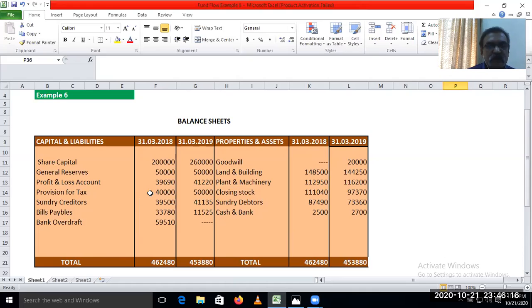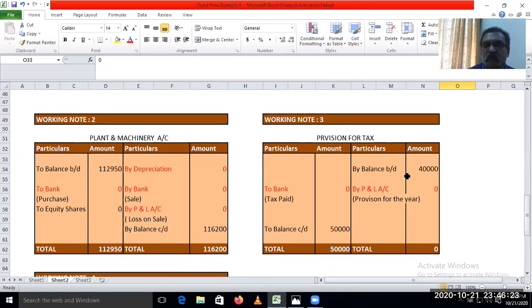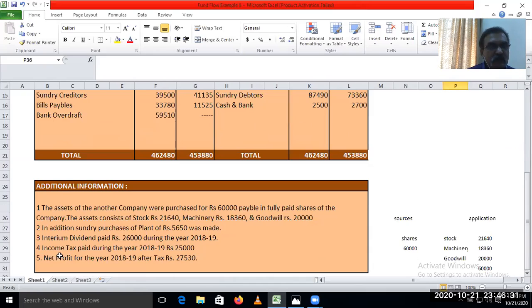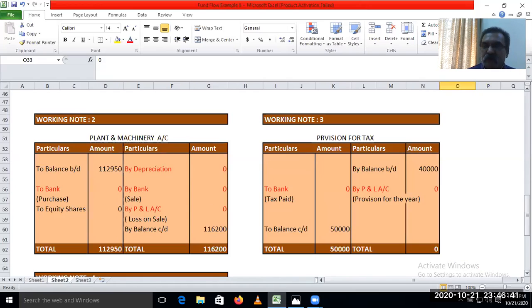Provision for tax. First year balance is 40,000, second year balance is 50,000. So opening balance 40,000, closing balance 50,000. Now go to the additional information. Information number 4, income tax paid during the year 18-19, rupees 25,000. Means during the second year, income tax paid by rupees 25,000.